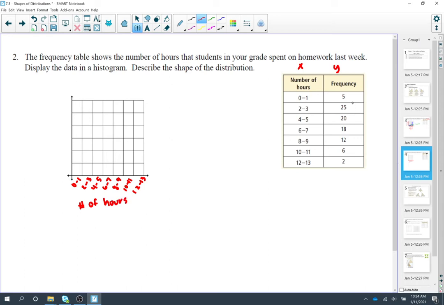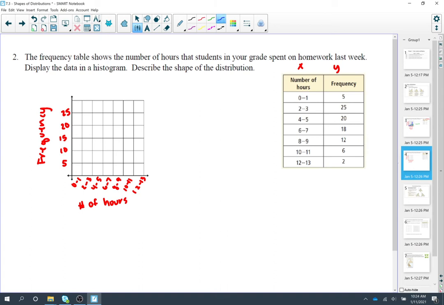And then frequency, it looks like we have to get up to 25. So I'm once again going to count by 5s. And make sure you label that that is a frequency, which means how many. 5 students, 25 students, 20 students, it's how many.